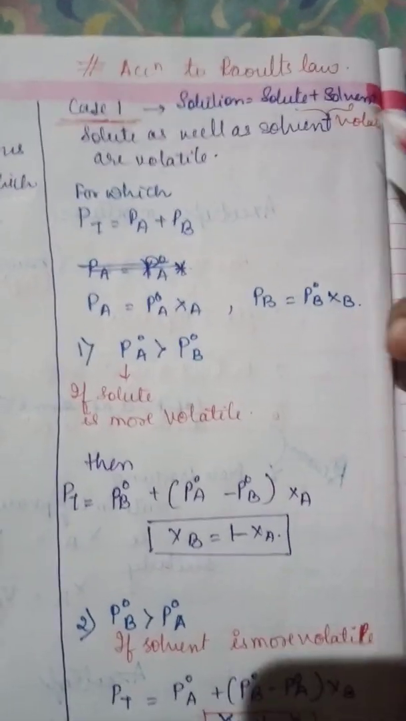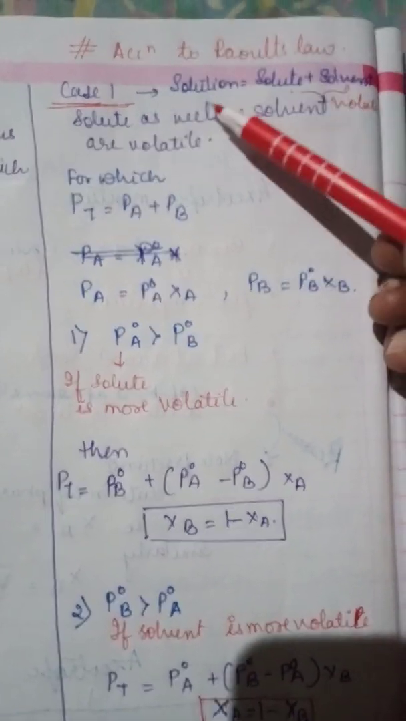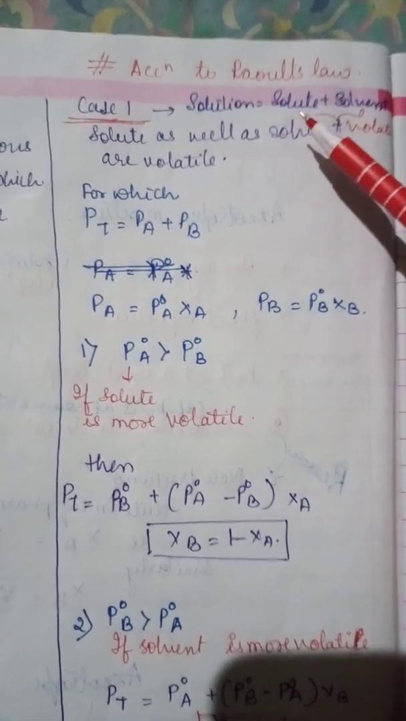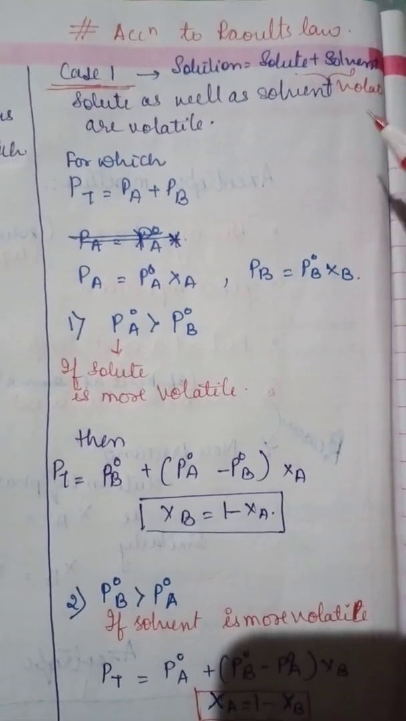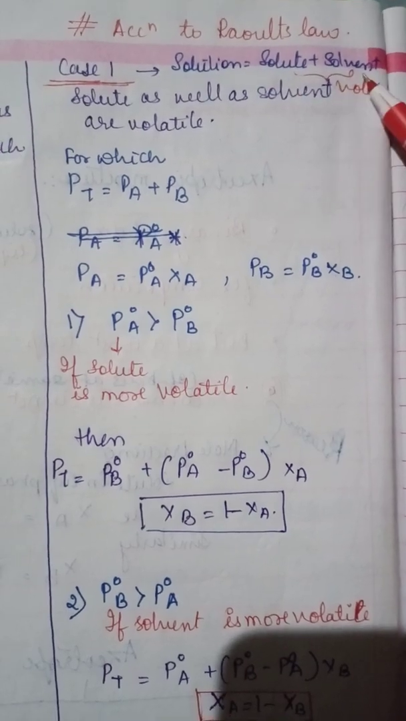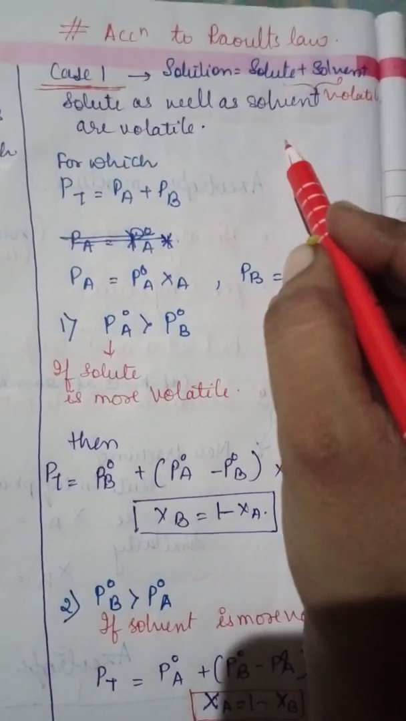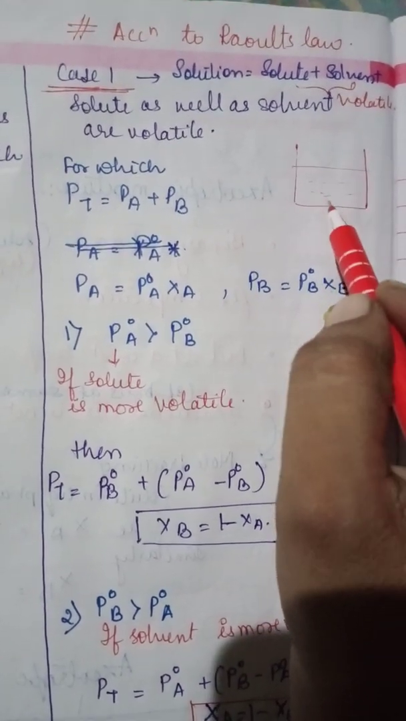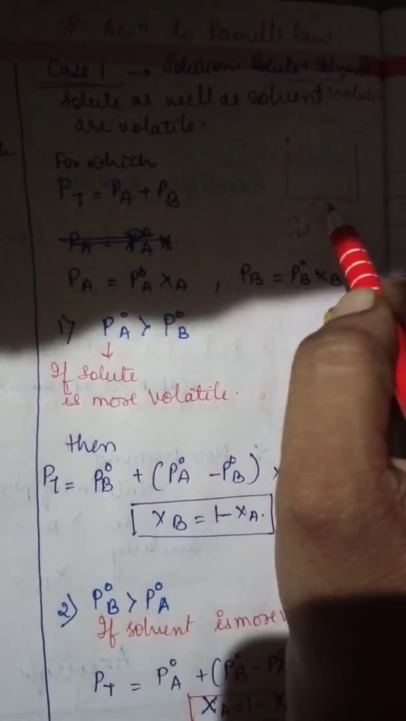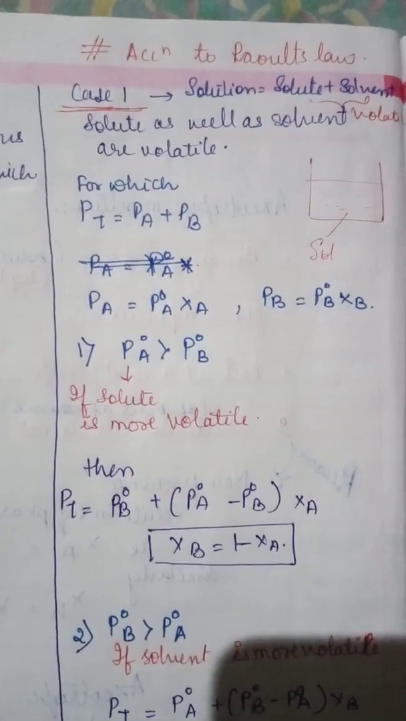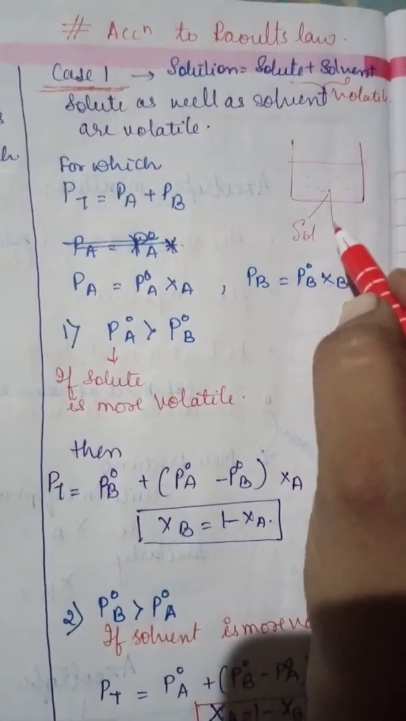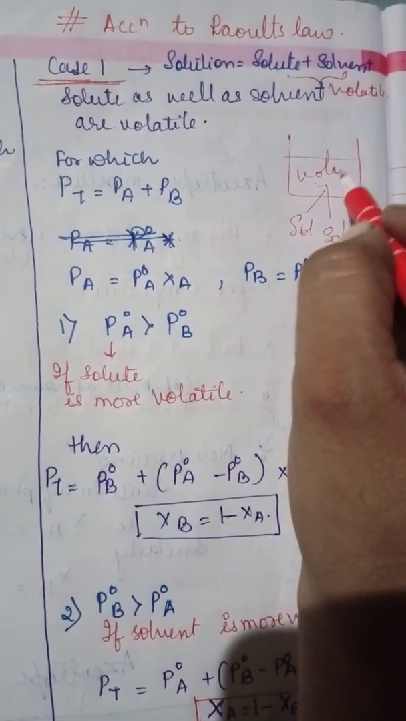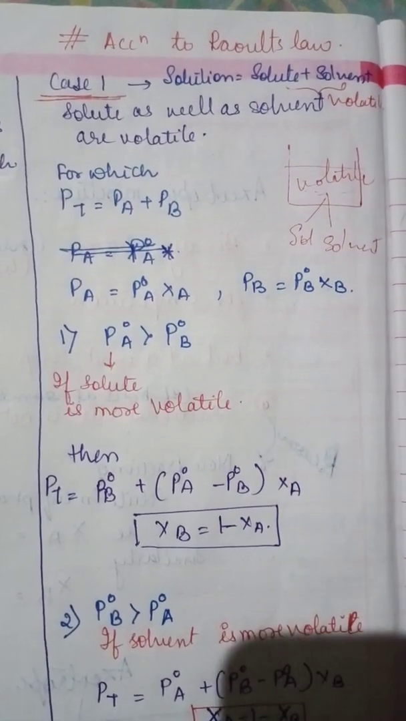Let us consider the first case again. According to Raoult's law, the first condition we have taken is a solution. What is a solution made of? Solute plus solvent. I have a solution here. This solution has solute plus solvent, and both of them are volatile in nature.